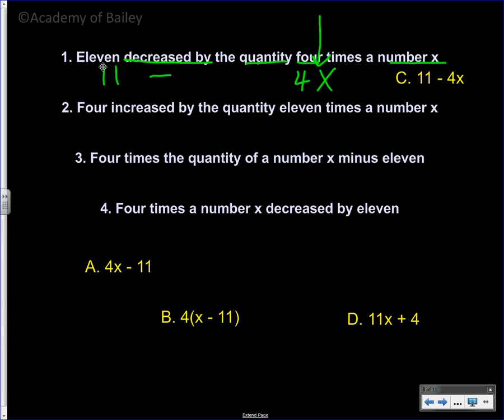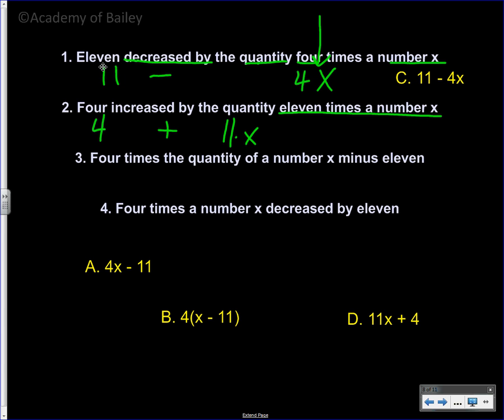Number two: 4 increased by the quantity 11 times the number x. So 4 increased by is plus. Quantity means we're going to work out this part first, following our order of operations: 11 times a number x. And you notice I put the dot there. I don't see this in the answer. Do you?